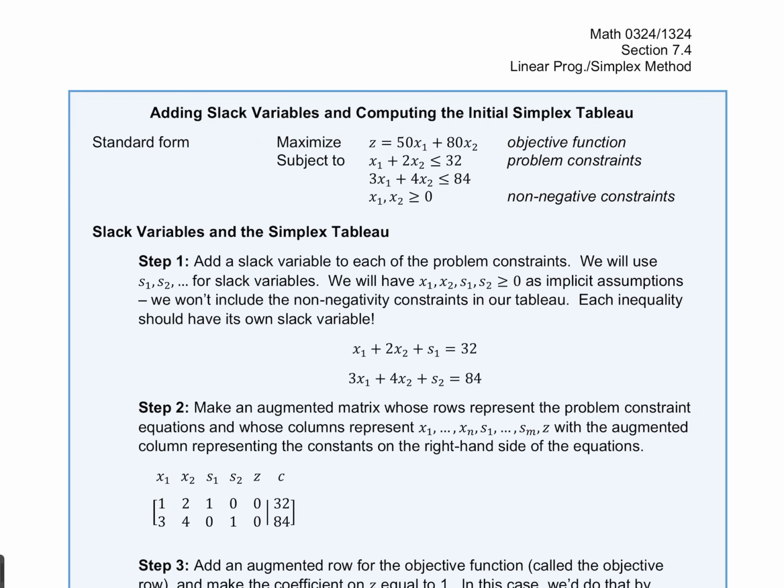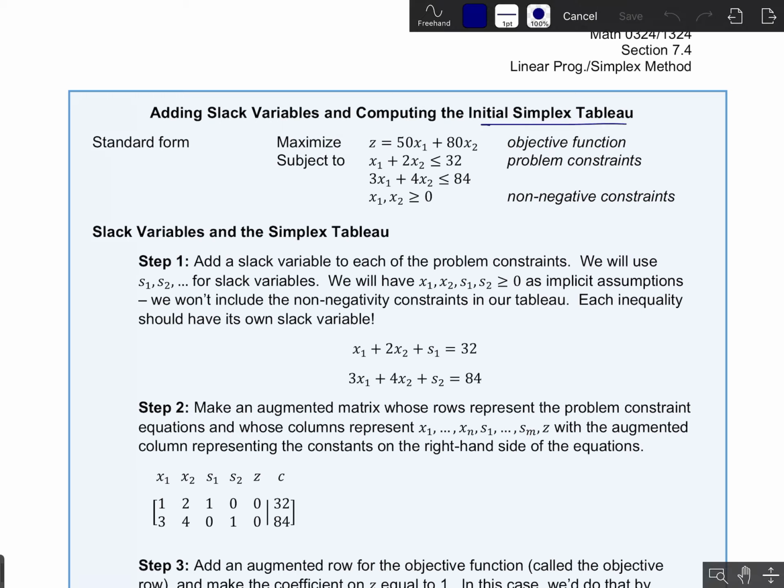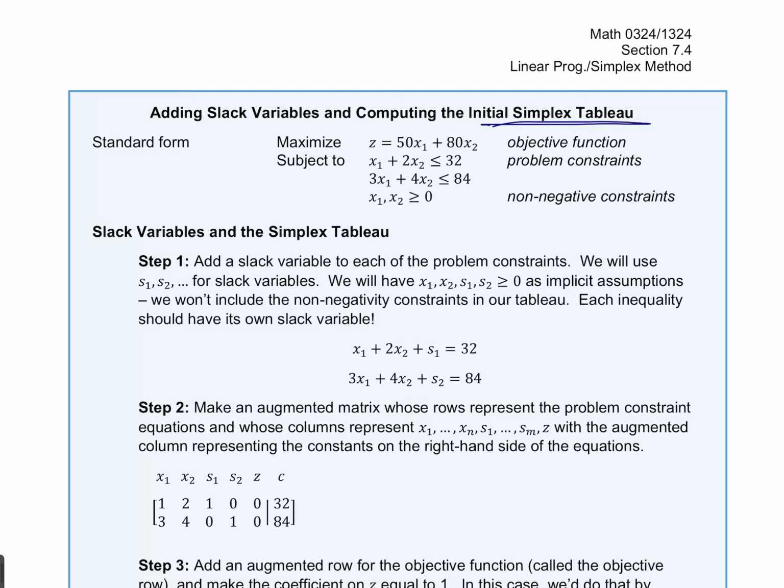So that's what we're going to do, and then we'll be able to write down the initial matrix. There's a fancy term for the initial matrix. I'm going to call it the initial simplex tableau. So a simplex tableau is just the matrix that corresponds to a linear programming problem. So we want to compute the initial simplex tableau, or the initial matrix that corresponds to this problem. And here are the steps for doing that.